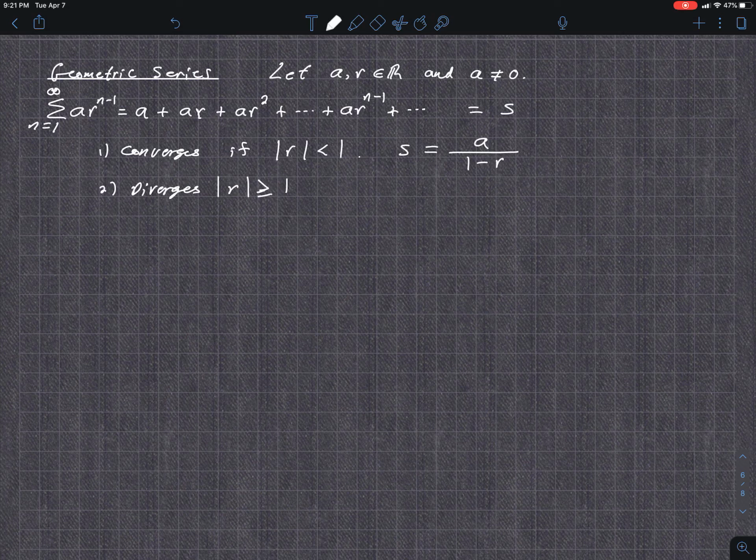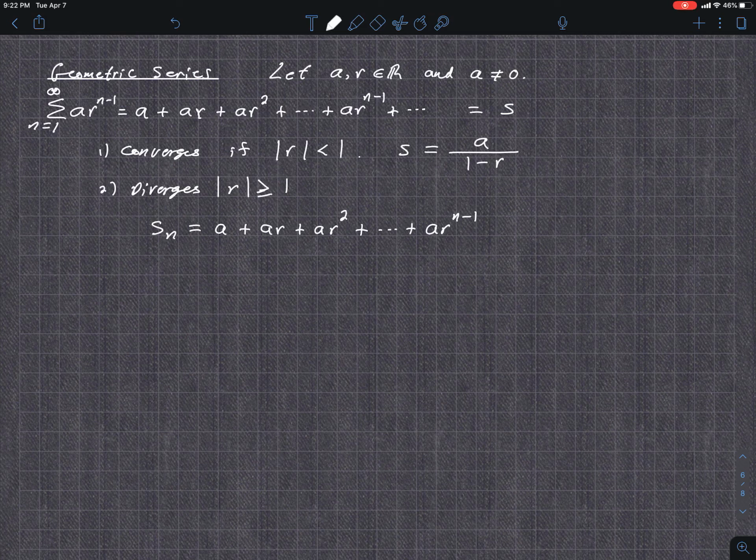So we'll show when it converges. To do that, first let's look at a partial sum. We can argue if r is 1 or greater than 1. Little details will be in the book, but let's just look at this case, just kind of an illustration. So let's look at S sub n. S sub n is a plus ar plus ar squared plus etc. all the way to ar to the n minus 1.